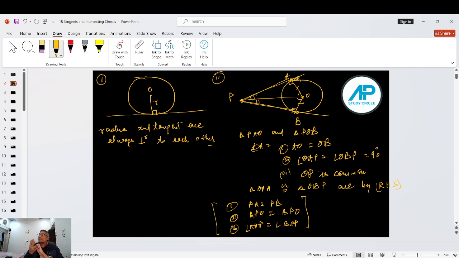What is that? The first one, tangents drawn from an exterior point on the same circle are equal. PA equals to PB. Very important property. Many questions use this property in the exam and in the exercise also coming up.